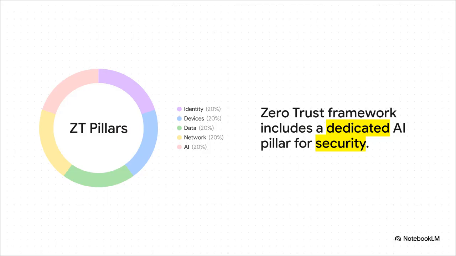The Zero Trust framework evaluates your configurations across the traditional pillars you'd expect: identity, devices, data, and network, which the tool checks super thoroughly. But crucially, there is now a dedicated AI pillar. This is designed to secure those rapidly adopted agentic workloads with the exact same rigor as your standard network.